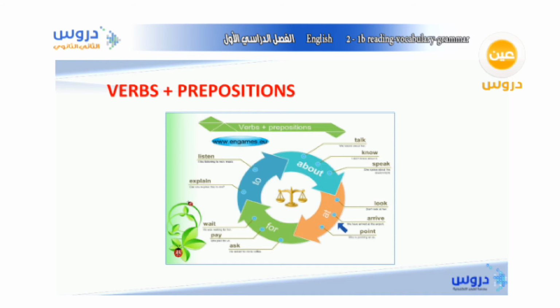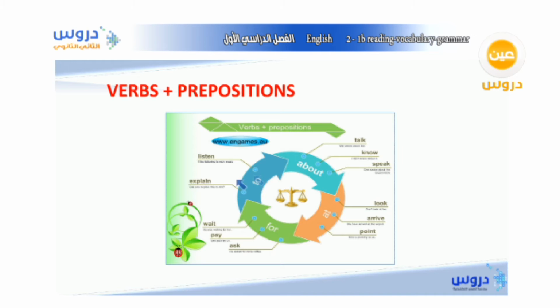Here are some more examples. We have verbs that take about, at, for, and to. So we can say listen to music, listen to the teacher, explain to someone, explain to your brother, explain to your sister, wait for the train, pay attention for, ask for something. And also we can say talk about something, know about something, speak about something. And we have the preposition at: look at something, arrive at some place, point at some point, or something.